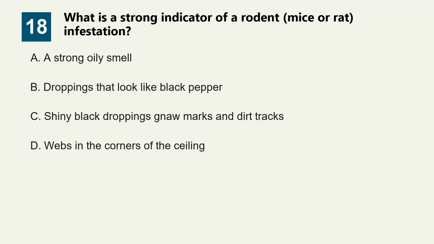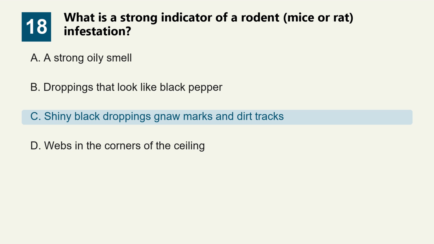Question 18. What is a strong indicator of a rodent, mice or rat, infestation? Option A. A strong oily smell. Option B. Droppings that look like black pepper. Option C. Shiny black droppings, gnaw marks and dirt tracks. Option D. Webs in the corners of the ceiling. The correct answer is option C.